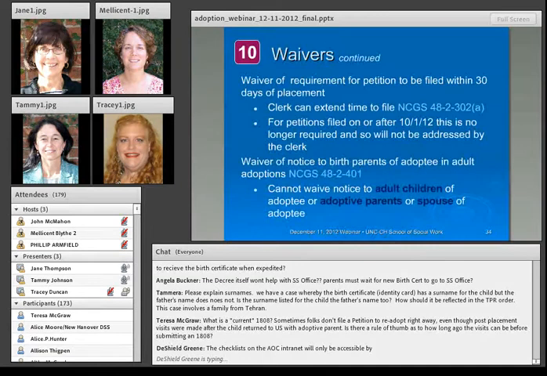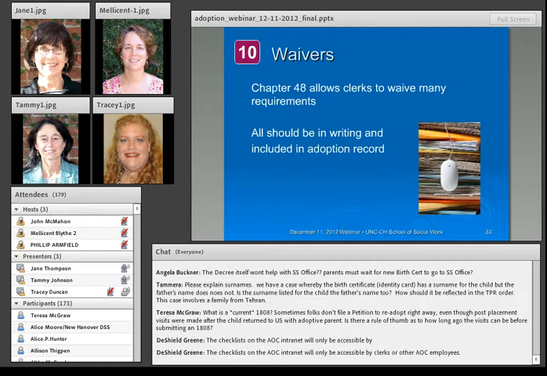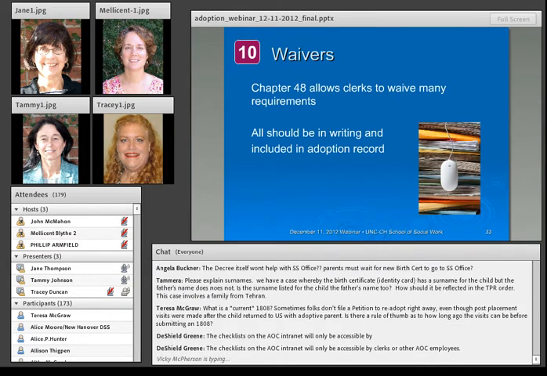And then we're going to move on to waivers. There are so many things that you can waive in an adoption that's under Chapter 48. They have many requirements. All should be in writing, and all are included in the adoption record. We have some examples in the manual of waivers, and you clerks always have a reason for the waiver. Usually it's at the request end, why they're requesting a waiver. If it's not in the request, make sure you put it in the waiver of why it's being waived.